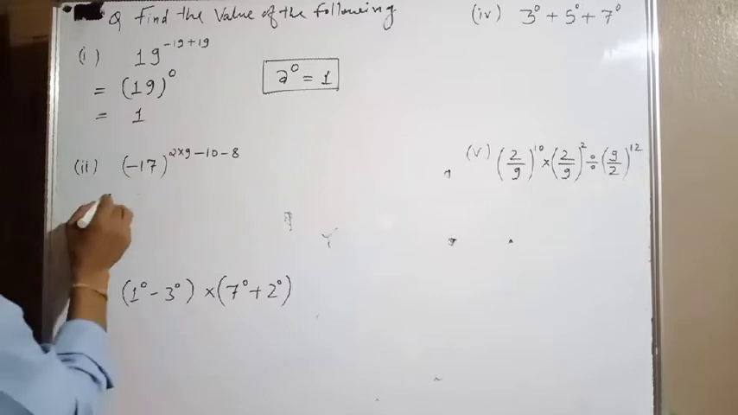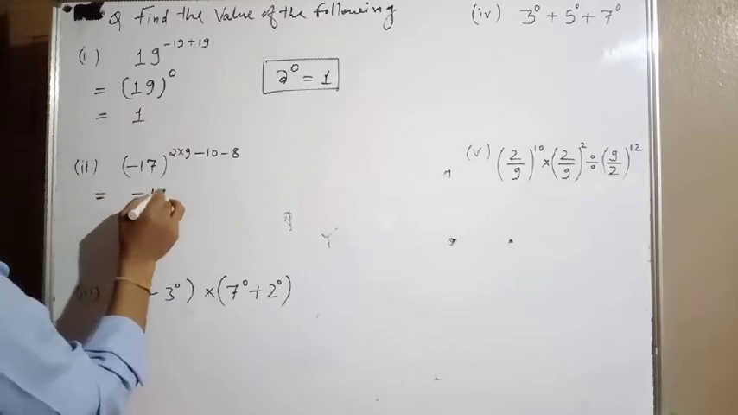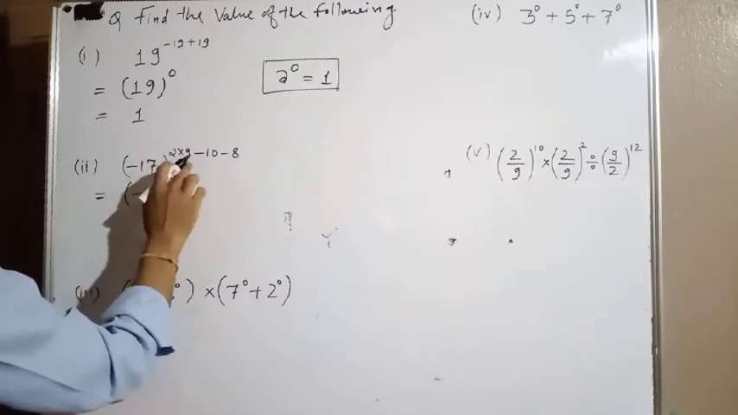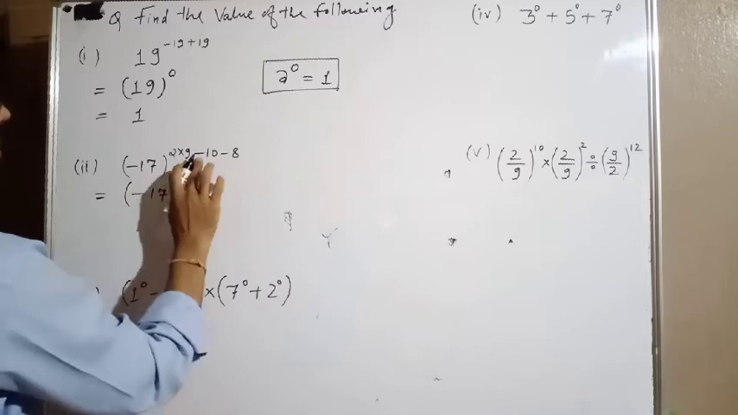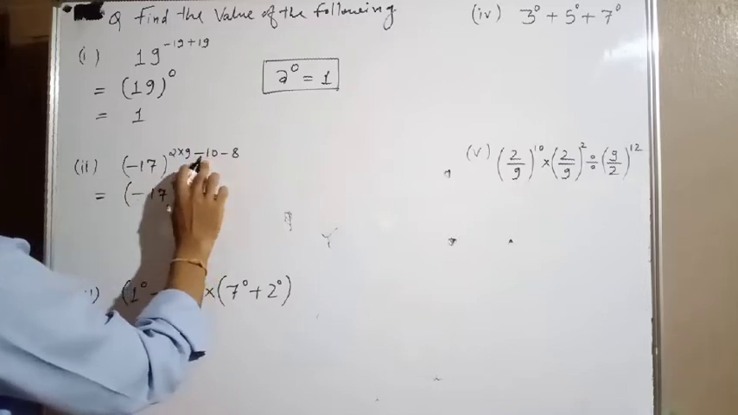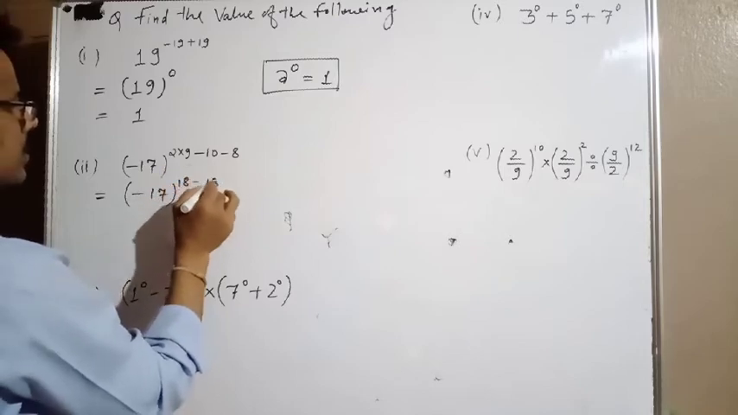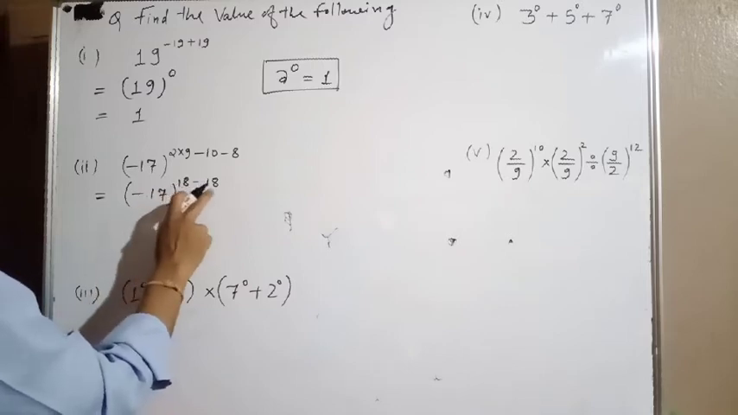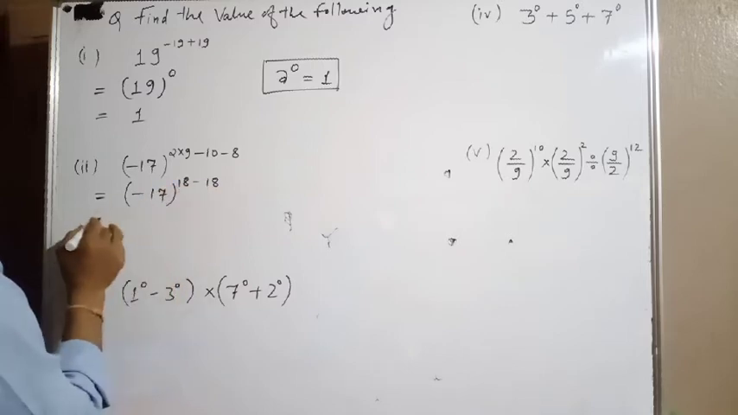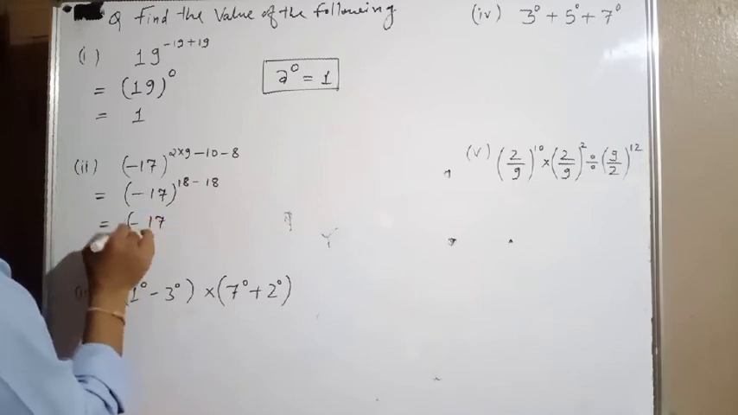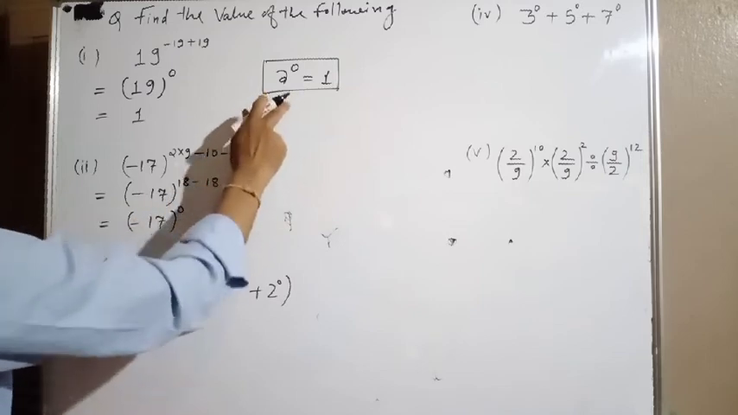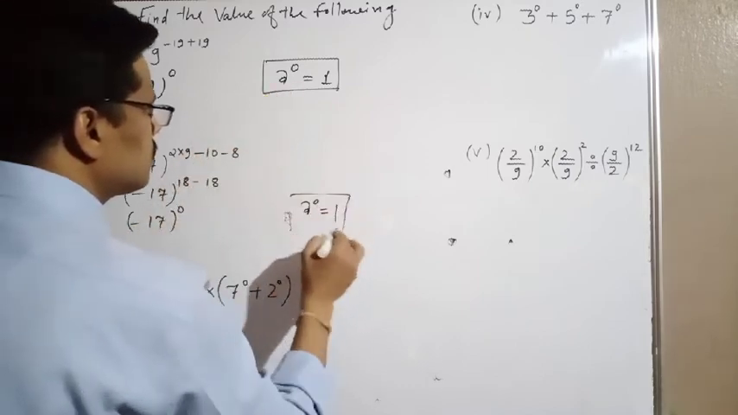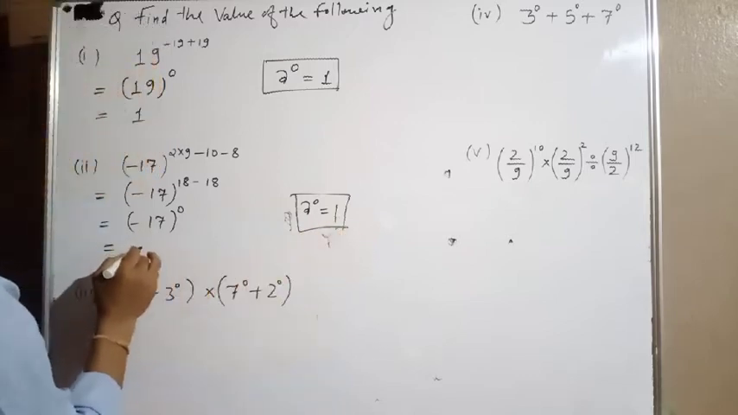Here also, how will you solve it? Minus 70, 2 nines. First you have to solve the power. 2 nines are 18, so we write here 18. Then minus 10 and minus 8, both having the same sign, so they will be added. We can write here minus 18. This is a negative sign and this 18 has a positive sign. Both 18s have opposite signs, so they will be subtracted. If subtracted, what do we get here? Minus 17 power 0. Using the formula a power 0 is equal to 1, we can write a is equal to 1, by using this formula.